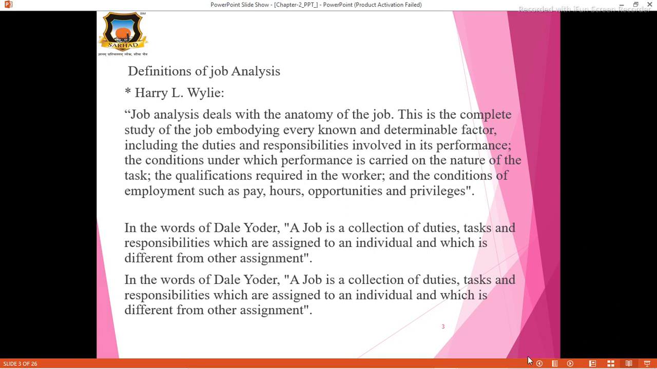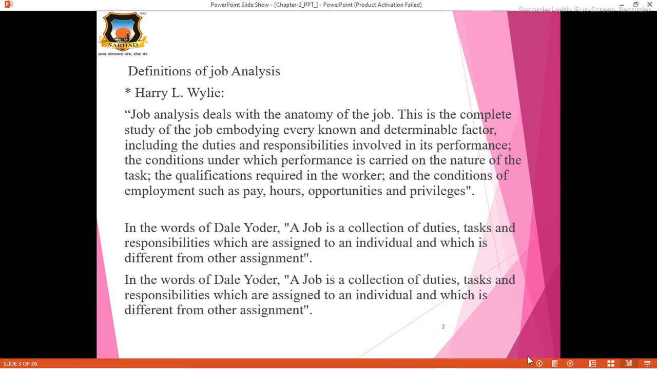embodying every known and determinable factor, including the duties and responsibilities involved in its performance, the conditions under which the performance is carried on, the nature of the task, the qualifications required in the worker, and the conditions of employment such as pay, hours, opportunities and privileges.